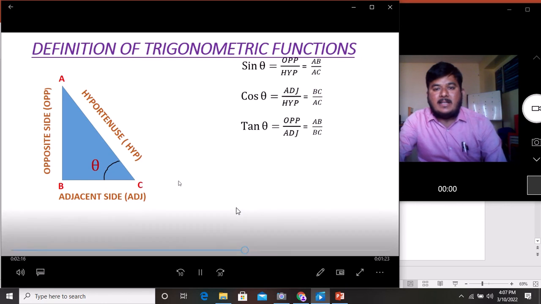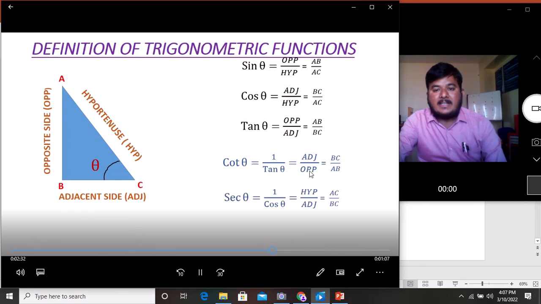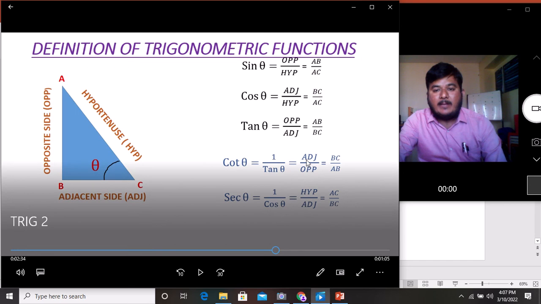Okay, so let's go for the next one, that is cot theta. The fourth term is cot theta. As you know, it is the reciprocal of tan theta, and tan theta is opposite by adjacent. If you reverse this, you can write it as adjacent by opposite. Adjacent by opposite is cot theta. So here cot theta is BC by AB. The adjacent is BC and the opposite side is AB. By taking the ratio of BC by AB, you can find out cot theta.